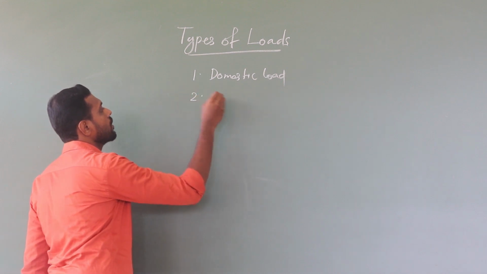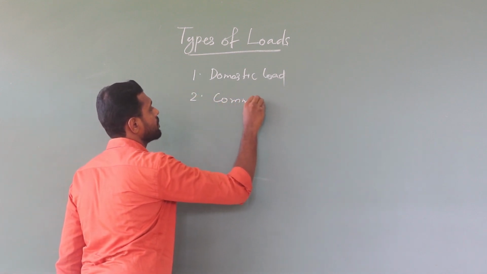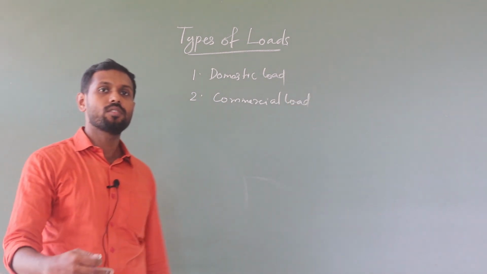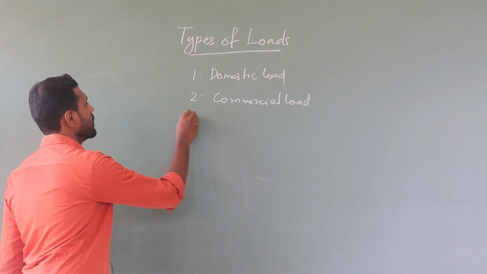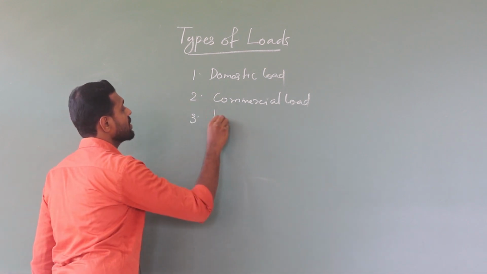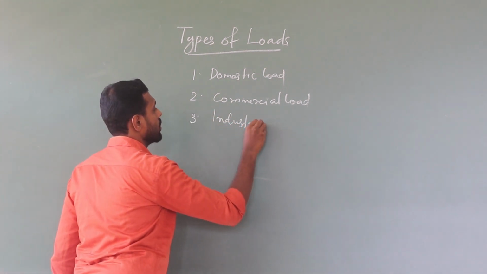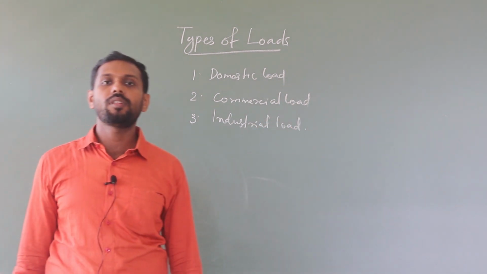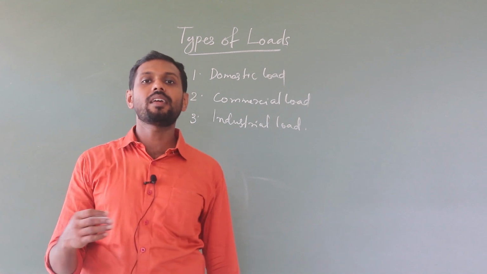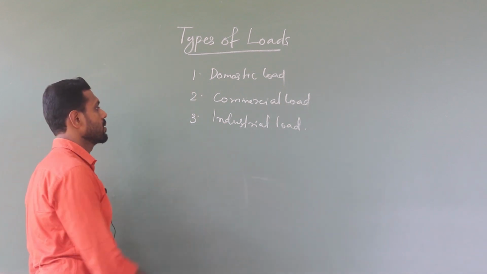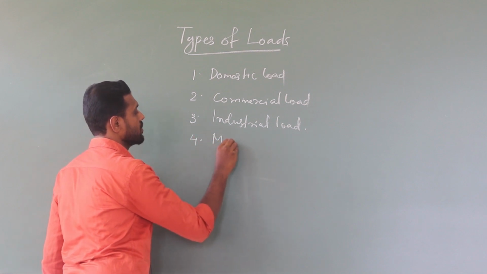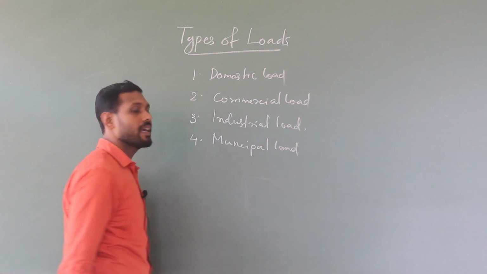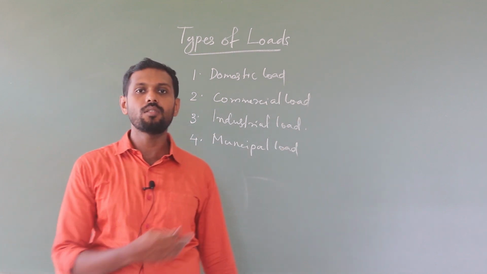Domestic load mainly relates to residential types of loads. Then commercial load. Commercial loads are related to shops and the like. Then industrial loads. There are many industries which are usually connected to the power network or power system, and such loads are industrial loads. Then municipal loads. These loads are related to the municipality, such as street lighting.